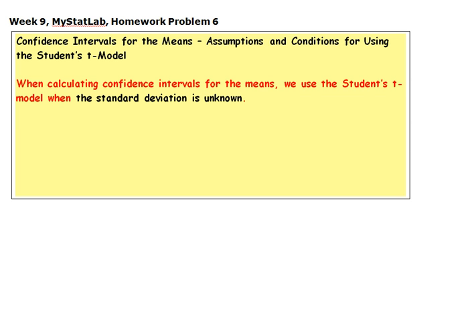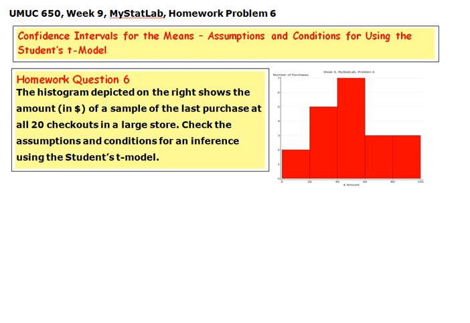Now, our chapter tells us that when calculating confidence intervals for the means, we use the student's T model when the standard deviation is unknown. And very often in these problems, we find that the standard deviation is not known. So let's take a look at our problem.